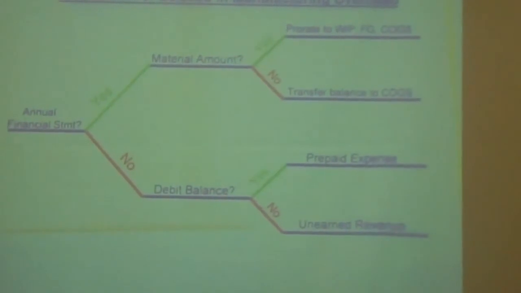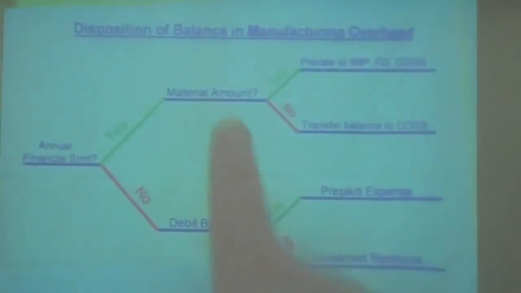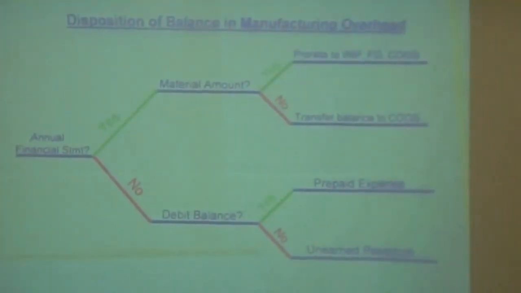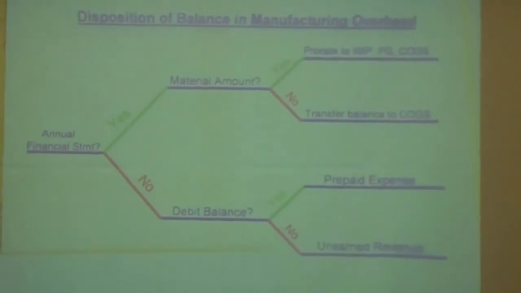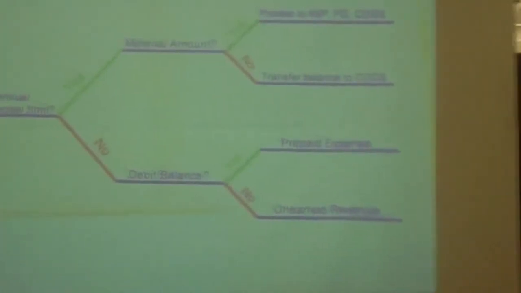The question in the book, 18, at the end of the year. Now we're talking about annual financial statements. The decision tree covers that too. On annual financial statements, where we put it, what we do with it, depends on whether it's large in proportion to other things. Too bad that is the word material.